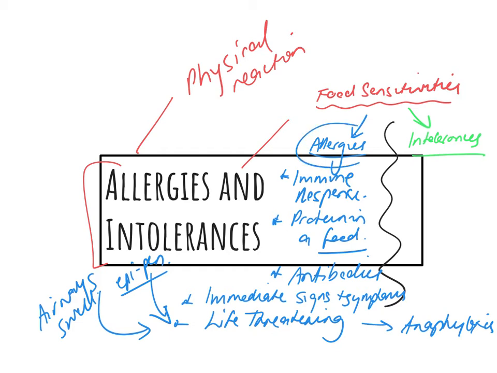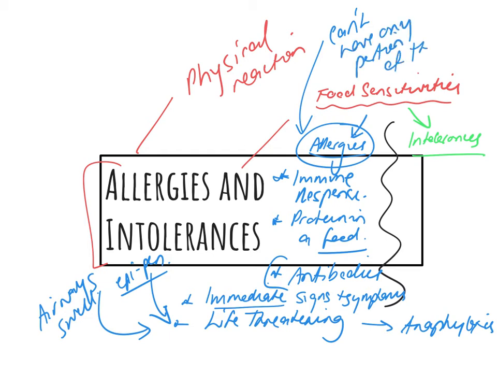So allergies are very extreme reactions to food, and they allow the person to have an immune response, releasing those antibodies. And because the immune system is involved, the signs and symptoms occur immediately. Now, for someone that has an allergy, they can't have any portion or even the smallest amount of the food they are allergic to.